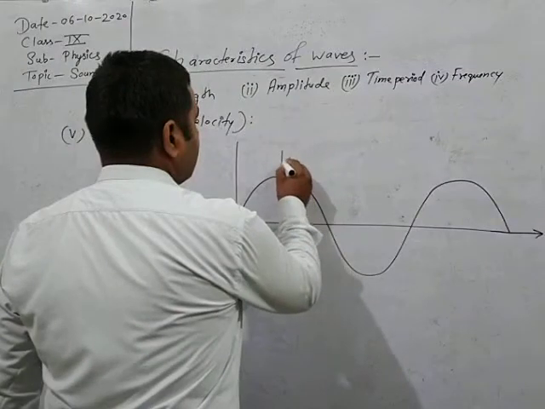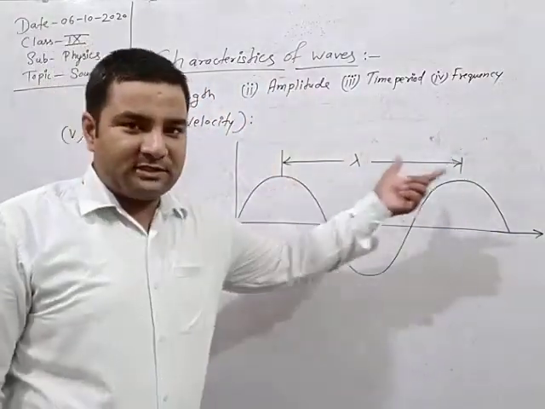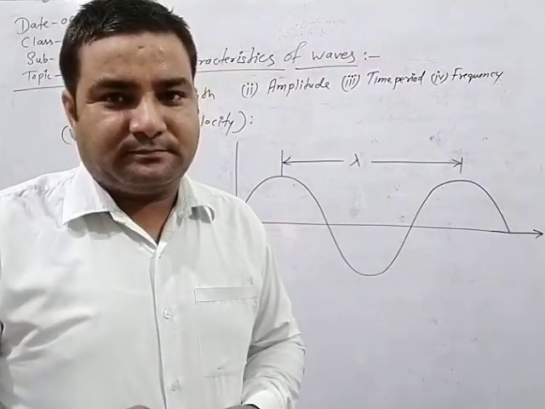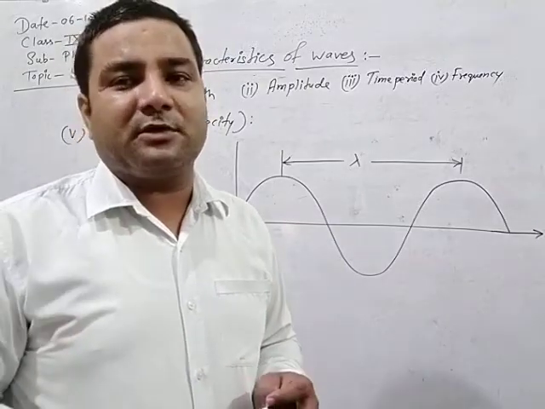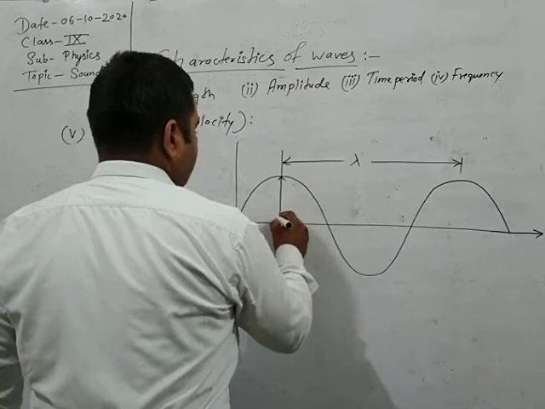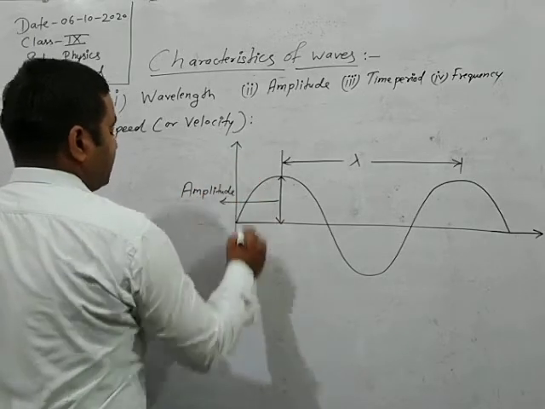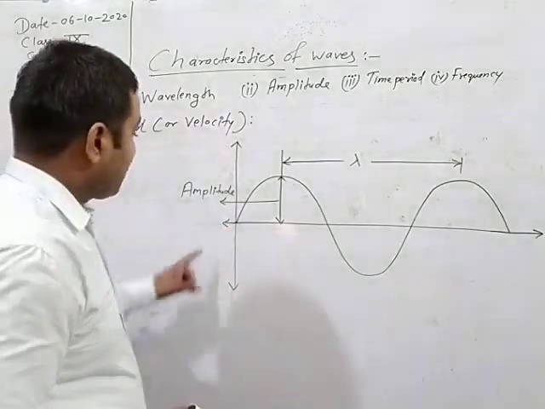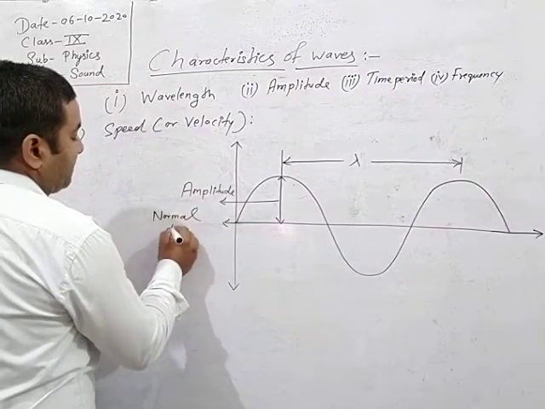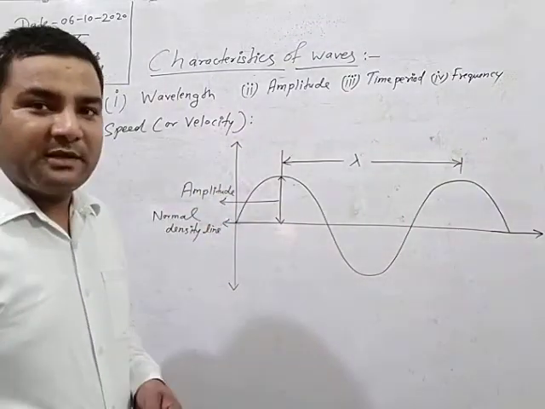Here, this is the special notation lambda. Lambda is the distance between two consecutive crests, or you can say the distance between two consecutive compressions. And this one, from this point to this point, this is amplitude. And here, this line is the normal density line. I will say the zero density line. And here greater density, and here minimum density.